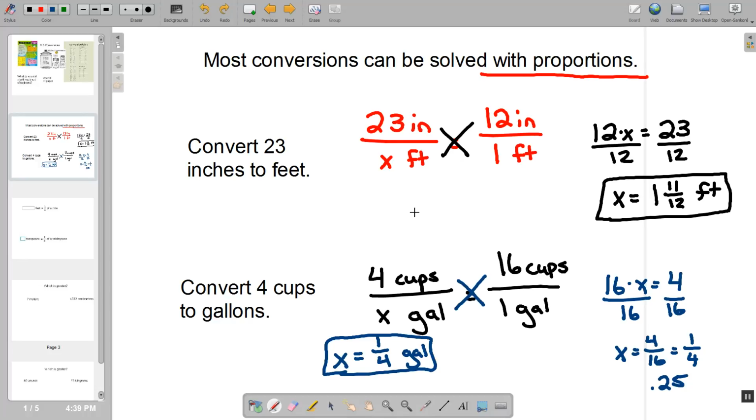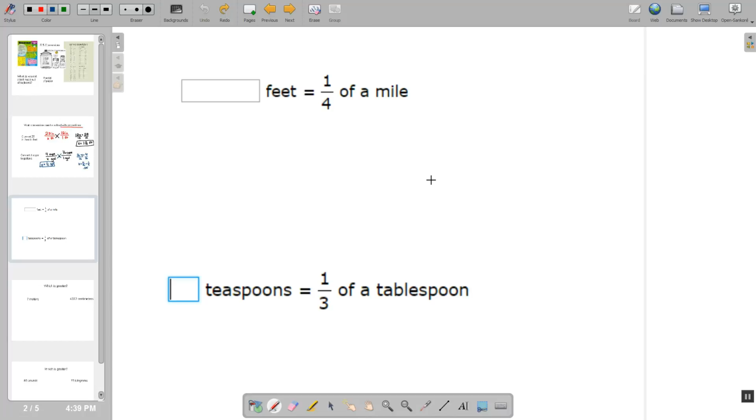That is conversions. A couple other possibilities of conversions could have fractions in them. That is totally fine. We're going to set up with the same ratio we did before, and I'm going to say x feet, because that's what we're trying to look for, and I'm going to say 1/4 of a mile.